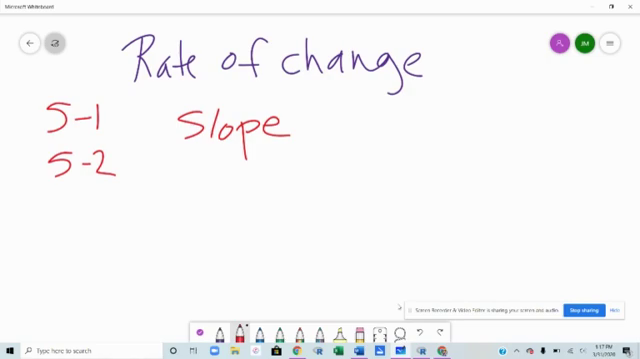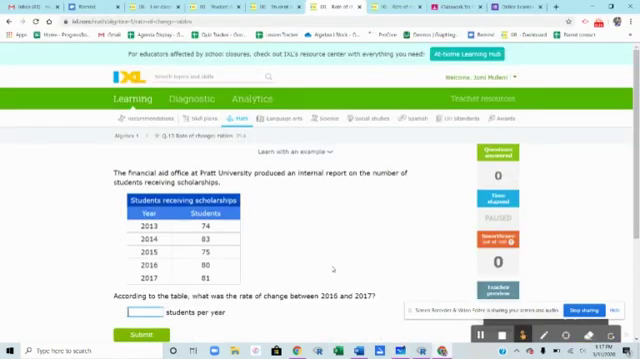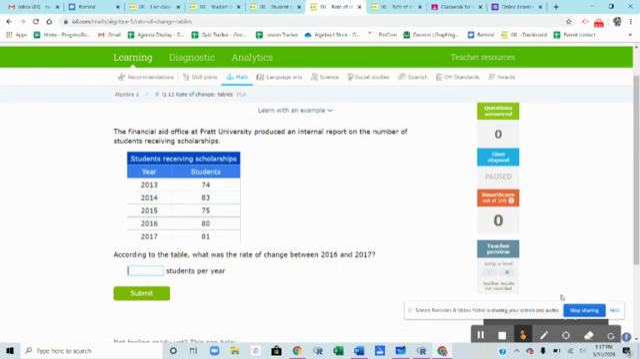All right, so in the first IXL, which I have opened up here, we can go through a couple of questions together. You want to make sure that you're reading your questions, reading all the words. So we've got this financial aid office at Pratt University produced an internal report on the number of students receiving scholarships. We have this table where we have the years and where we have our students. It says, according to the table, what was the rate of change, which remember is just the same thing as slope, between 2016 and 2017.